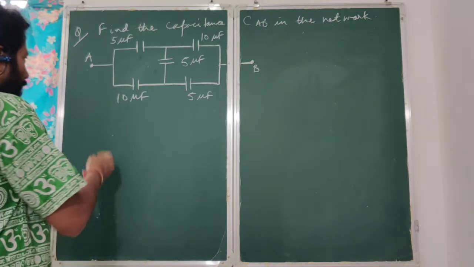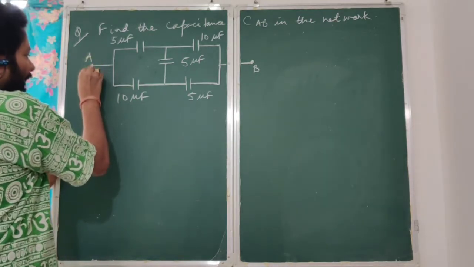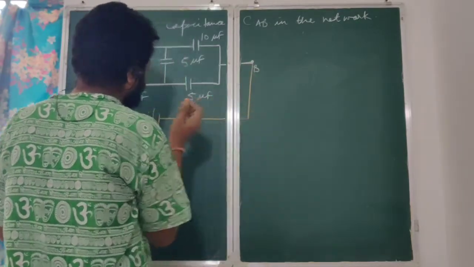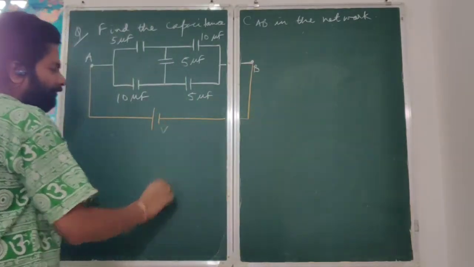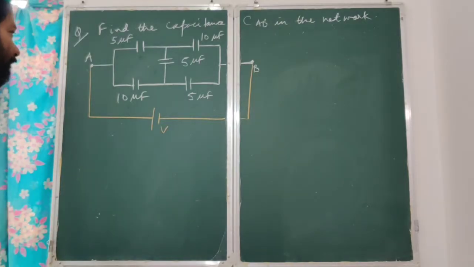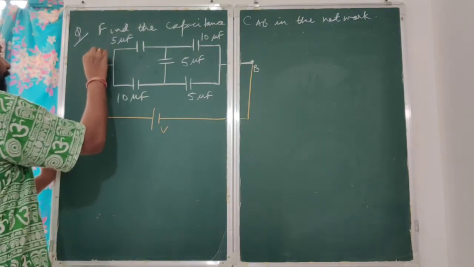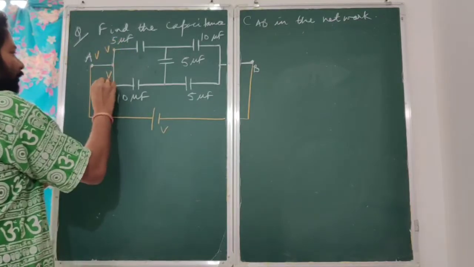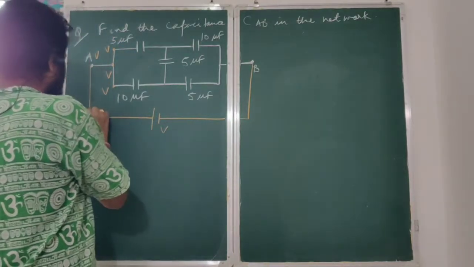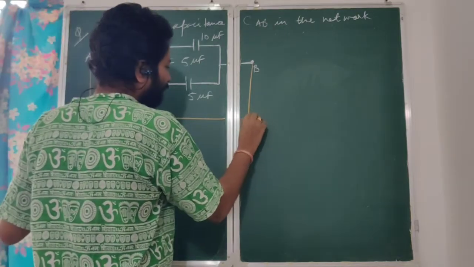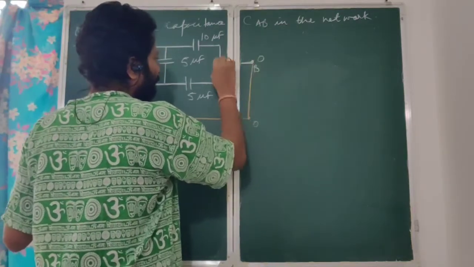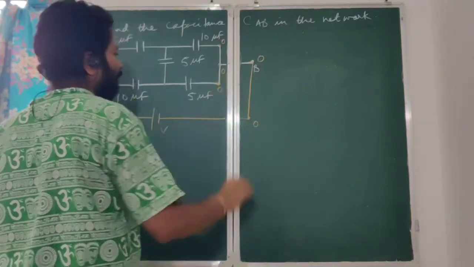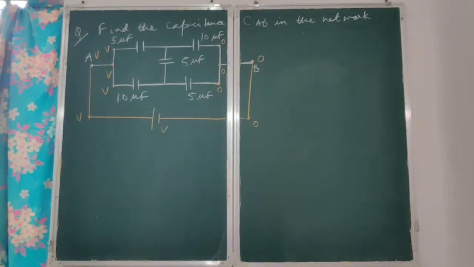Here what you can do is connect this across some imaginary battery, and let us say that battery has an EMF of V. So obviously this point will get a potential of V, this also V, here also V, here also V. This is also V. What about this point? 0. We can assign the potential 0. So the whole idea is to assign potentials at different points.